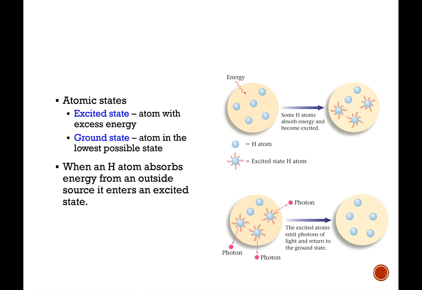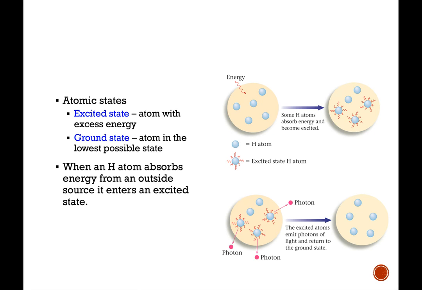Atoms exist in either a ground state or an excited state. The ground state is the atom in the lowest possible energy state. And then if atoms absorb energy, they will go up into an excited state. But they cannot stay up in that excited state. They have to return to their ground state.